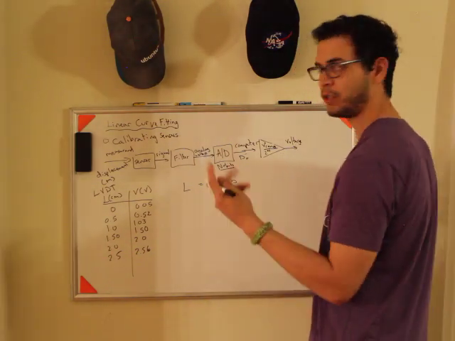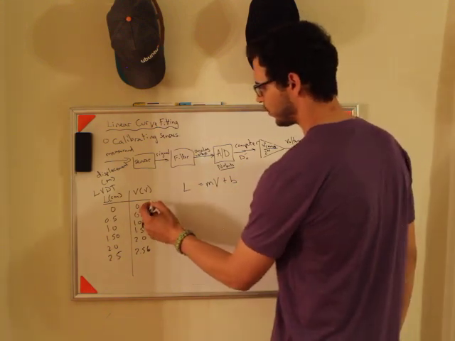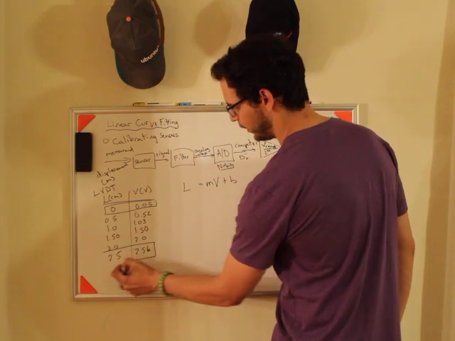You really only need 2 data points to make a line. So if you were doing this the easy way, you would take this point here and this point here.